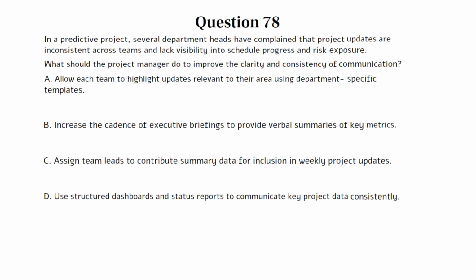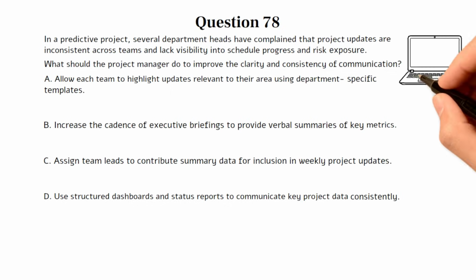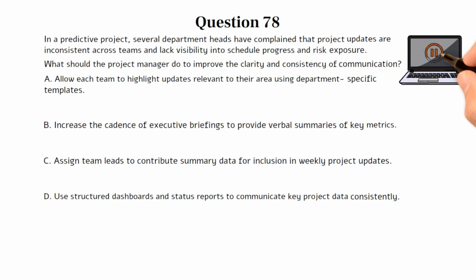A. Allow each team to highlight updates relevant to their area using department-specific templates. B. Increase the cadence of executive briefings to provide verbal summaries of key metrics. C. Assign team leads to contribute summary data for inclusion in weekly project updates. D. Use structured dashboards and status reports to communicate key project data consistently. You can pause the video here if you need more time to work on the question. The correct answer is D.